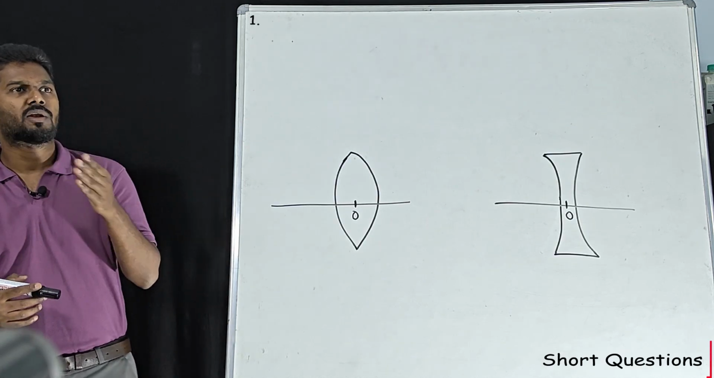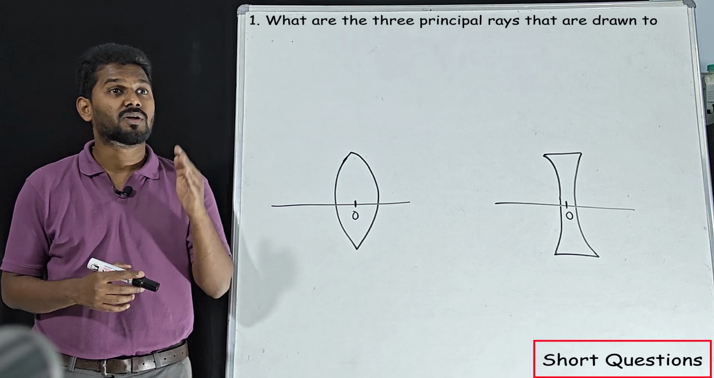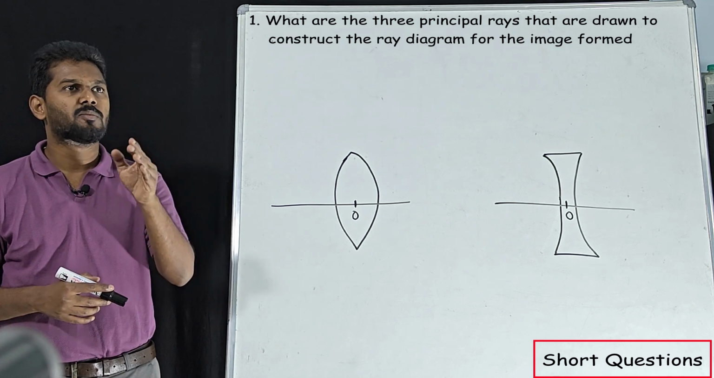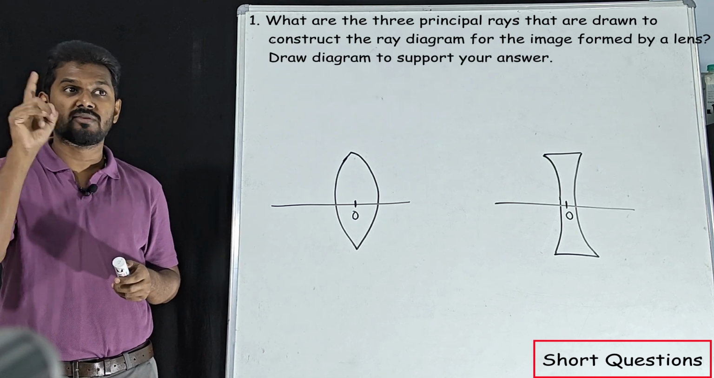Our next question: what are the three principal rays that are drawn to construct a ray diagram for the image formed by a lens, but they have not mentioned which lens?